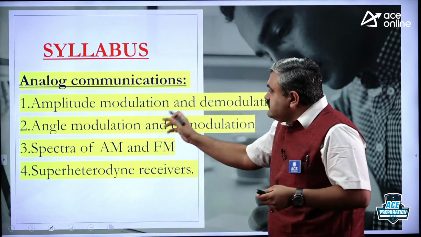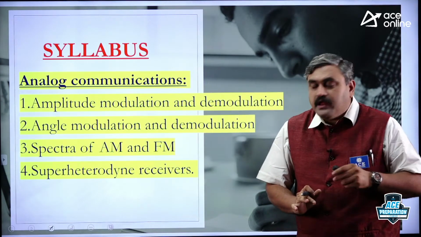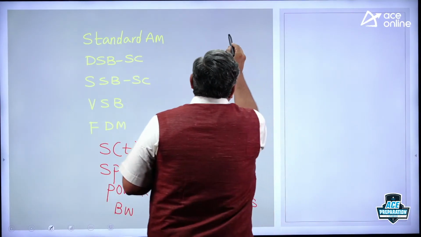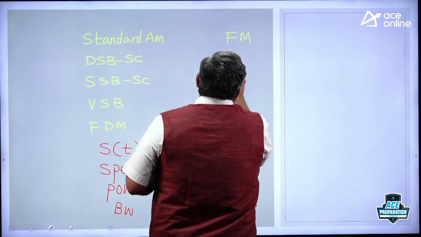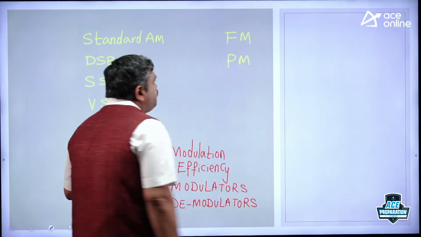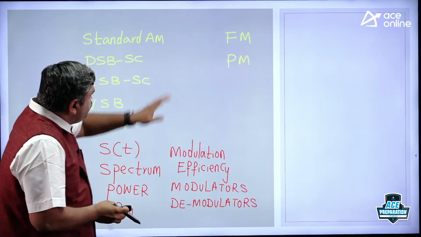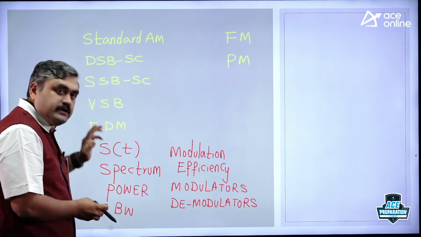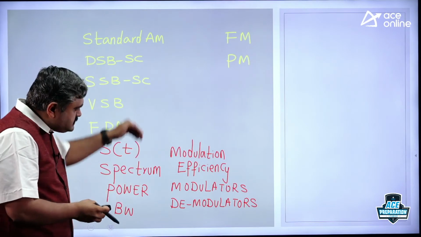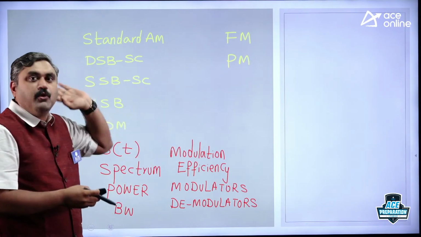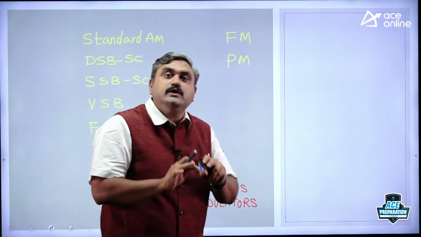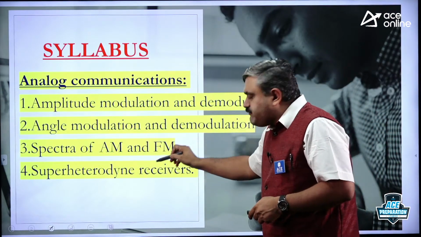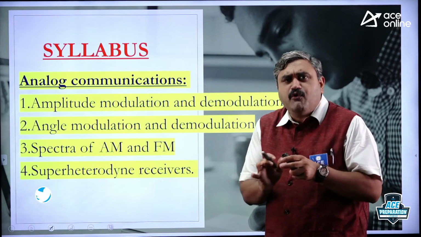Okay. Now, second part is angle modulation and demodulation. Now, what is angle modulation and demodulation? That means he is asking you to prepare frequency modulation and phase modulation, FM and PM schemes. Again in this frequency and phase modulation, you have to refer S of t, modulated signal expression, spectrum, power requirements, bandwidth requirements, modulation efficiency, modulators and demodulators. So this will complete the total angle modulation schemes. Okay. Now he has referred here spectra of AM and FM, means a modulated signal spectrum of all different cases.